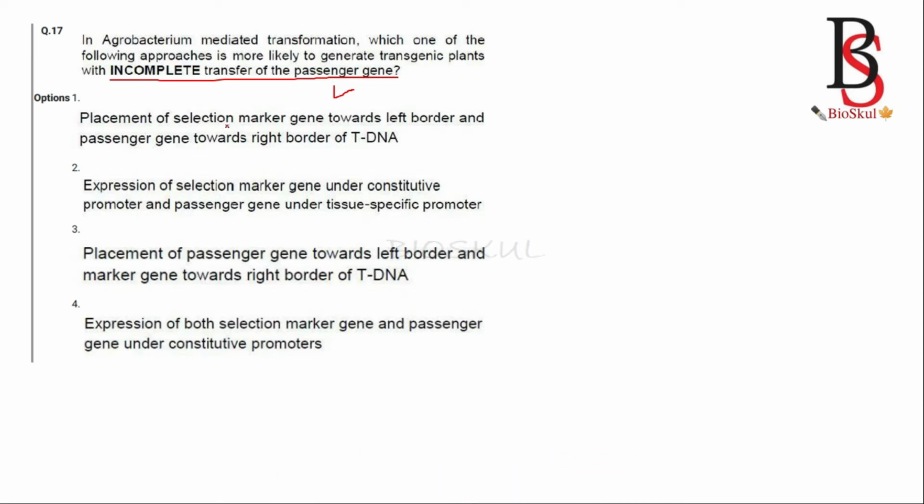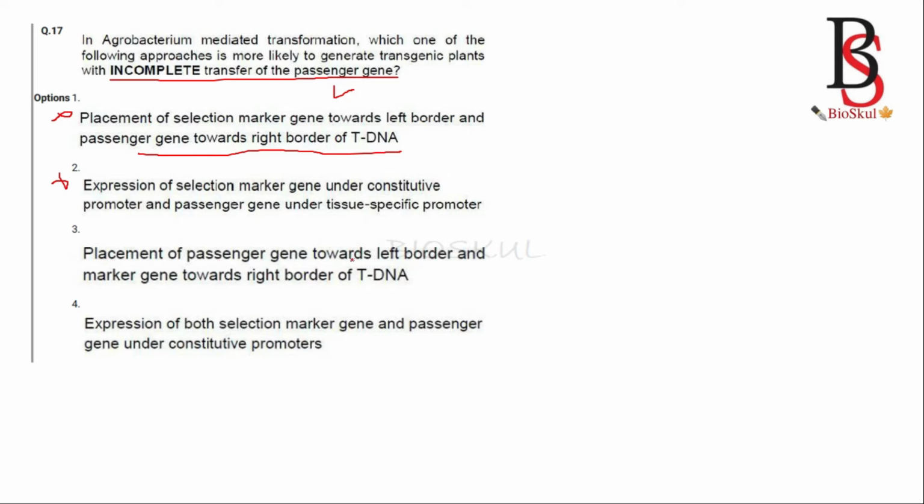Option 1, placement of selection marker gene toward the left border and passenger gene toward the right border of T-DNA. If the passenger gene is present towards the right border of T-DNA, then it will be completely transferred. So this one is wrong. Next, expression of selection marker gene under constitutive promoter and passenger gene under tissue specific promoter. Expression of the selection marker gene and the transfer of the passenger gene are not related, so this one is also not correct.